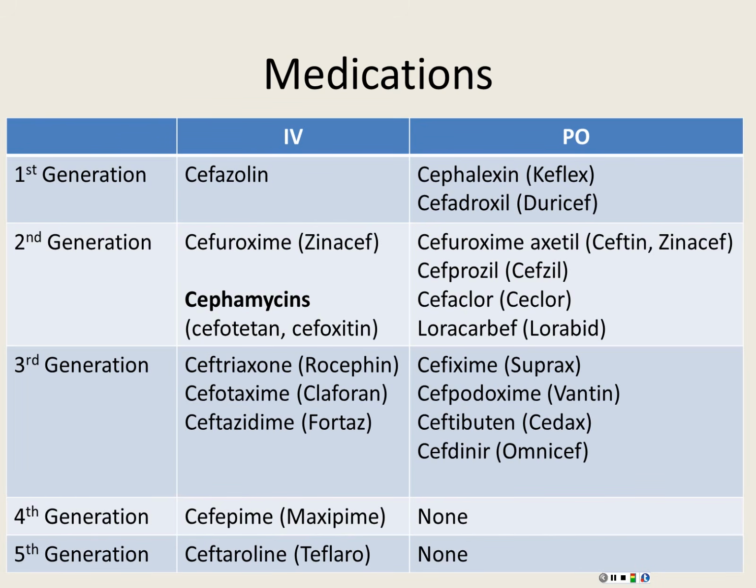I really did not want you to have to memorize these, so I put them in a table. And for those of you that arrived late, there are a couple copies of this presentation in the front if you'd like to take one with you. So at least within the first, second, and third generation cephalosporins, we have a wide variety of IV and PO agents. And then the fourth and fifth generation are really just IV with cefepime and ceftaroline.